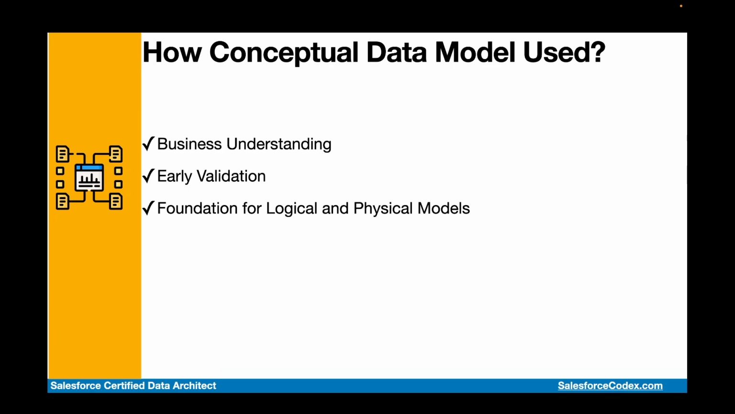The second one is early validation. It allows business stakeholders to refine data structure before implementation. Because when we discuss this data model with a business stakeholder, they can refine it. They can tell, okay, which process needs modification. So all those modifications can be taken care of before the next process is started.